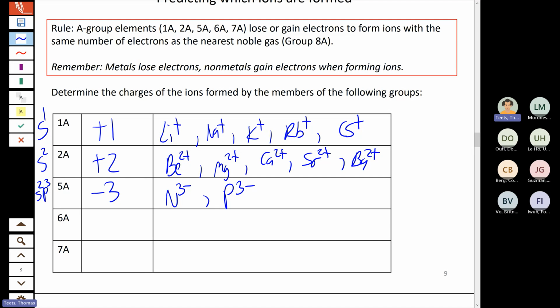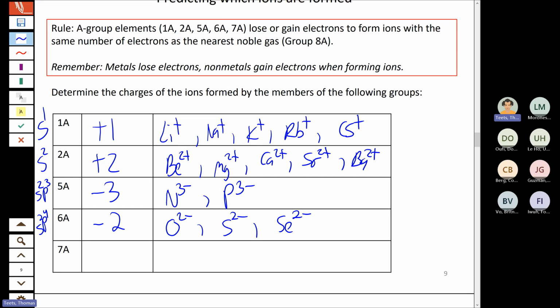It gets trickier as you go down, so those are the only two that you should easily be able to predict. Group 6A has s2p4 configuration. So by gaining 2 electrons, they can get to the stable s2p6 configuration. So they form -2 anions. Oxygen, sulfur, and selenium all follow that pattern. Again, as you get too far down that column into tellurium and polonium, they behave more like metals or metalloids, so they don't really follow the same pattern necessarily.